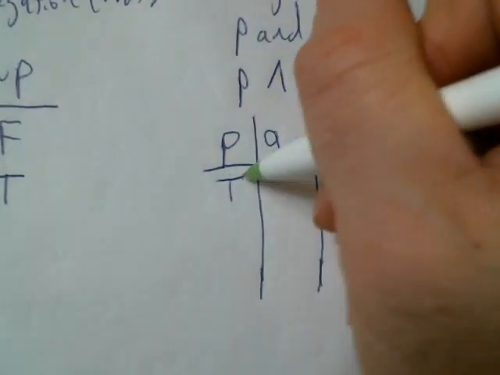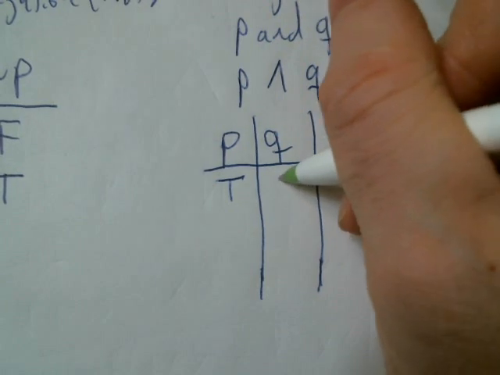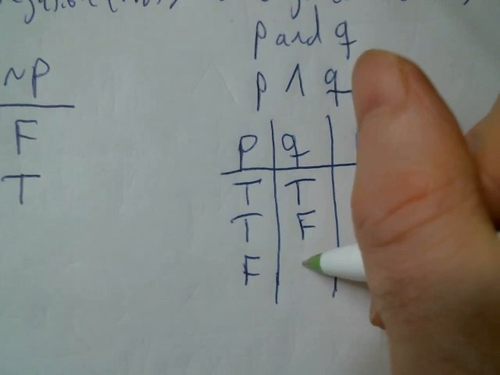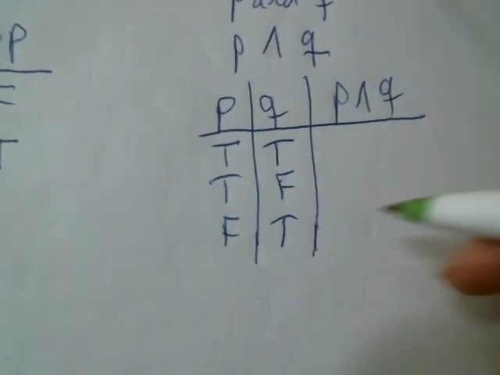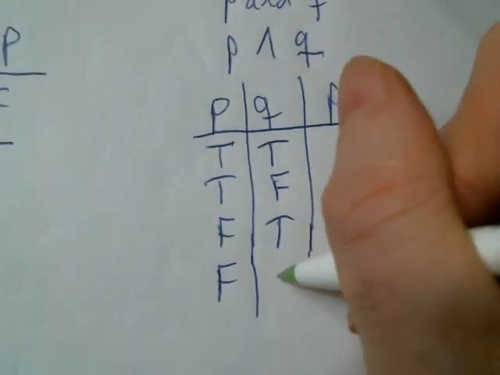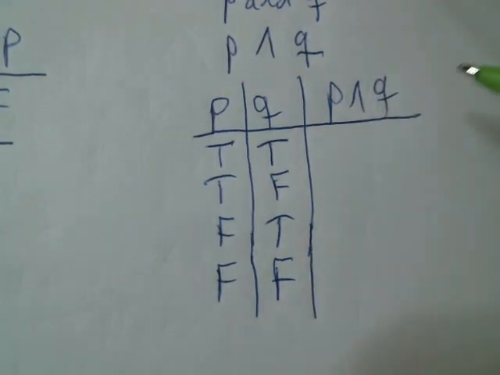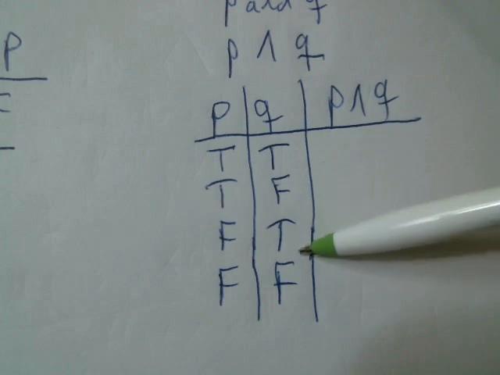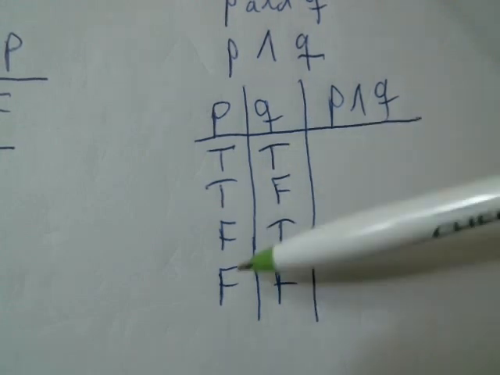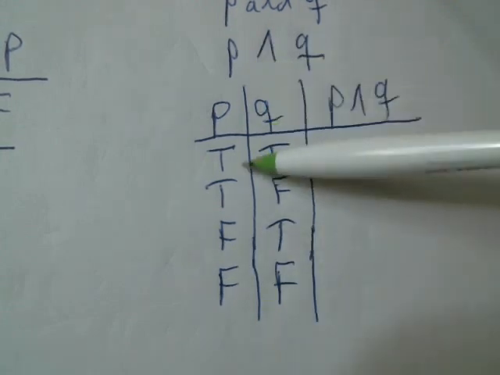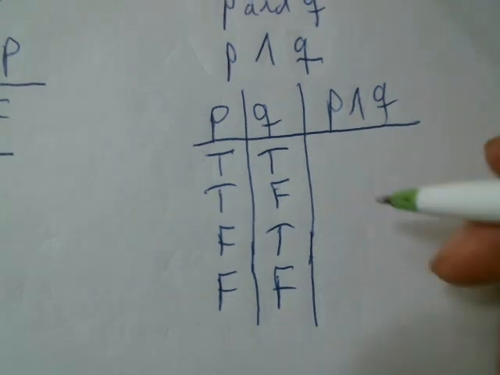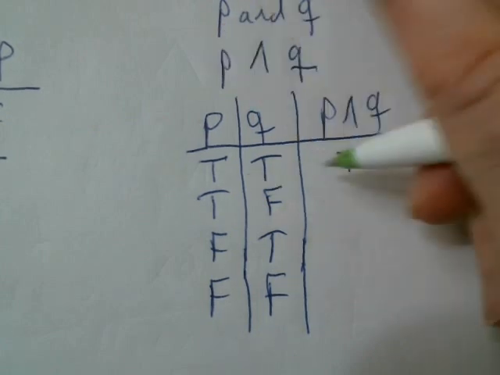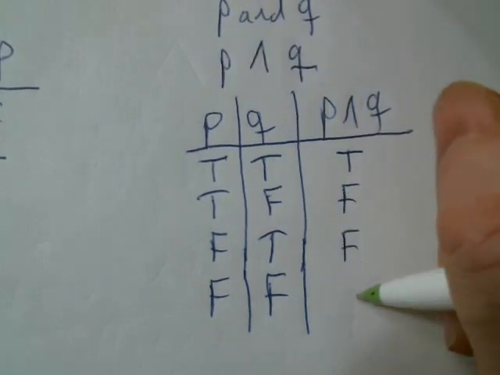So you can have true, true, you can have true, false, you can have false, true, and you can have false, false, right? The typical way you're going to write up your table is to go true, true, false, false, and then make this one go true, false, true, false. There are other ways you could order it, but traditionally this is how we order it. And then p and q is going to be true when they're both true, but false otherwise.